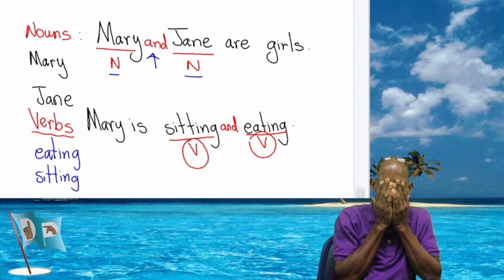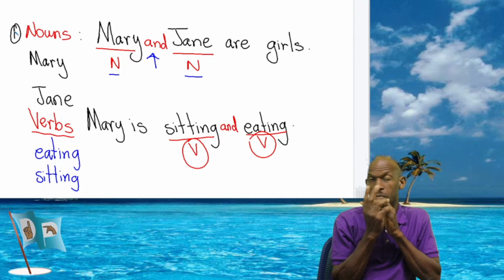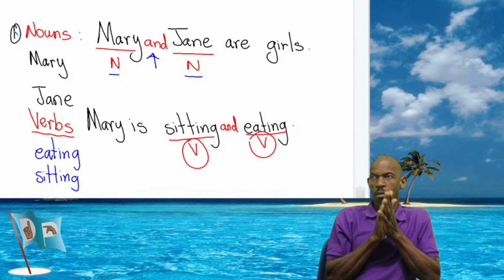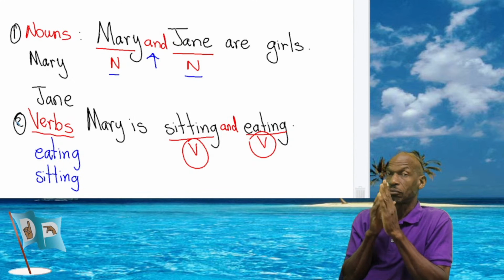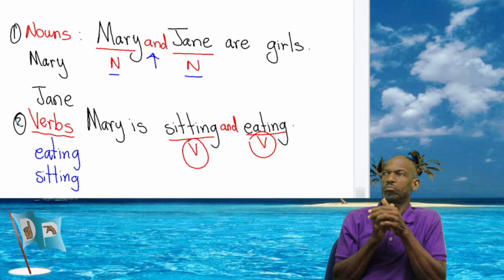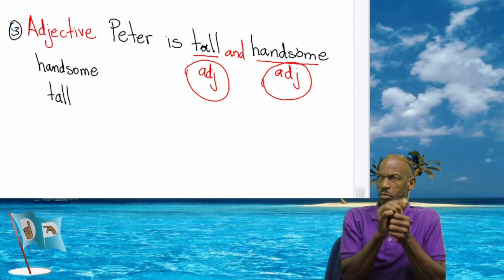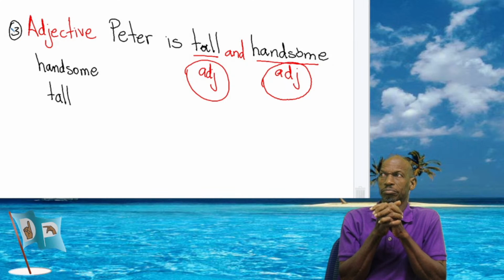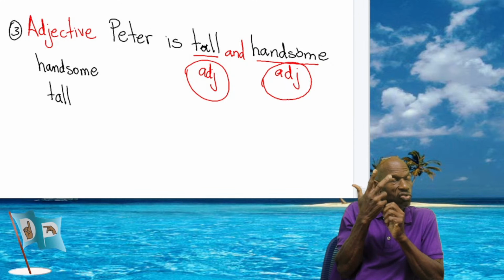Remember how I did it? This is number 1, nouns. Mary and Jane are girls. Number 2, verbs. Mary is sitting and eating. That is what I want for the home lesson. Don't give me back my same sentence, please. And the last one, number 3, sentence with the adjective. Peter is tall and handsome. Let me see if I can put a full stop at the end of the sentence. It's not allowed. There. Right? So think about writing 3 sentences for me like this. Right? I hope you all enjoy.